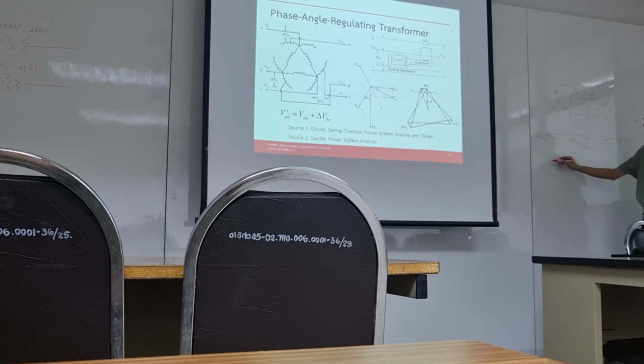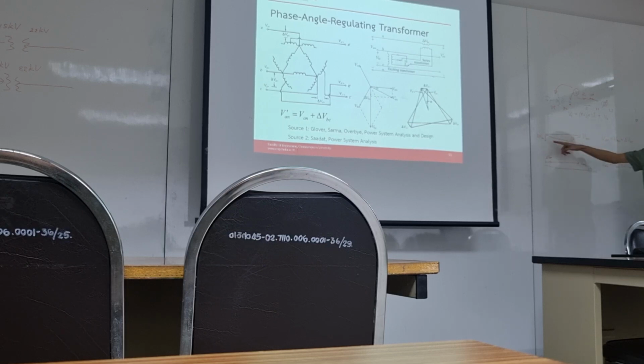But for the voltage magnitude regulating transformer, this is VAN, and you have delta VAN here. So VAN prime would be something like this. The magnitude changes, but the angle does not change. But for this one, you can change the angle. And how about the magnitude of VAN and VAN prime? The magnitude is the length of this, right? The length is almost the same. A bit different, but almost the same.